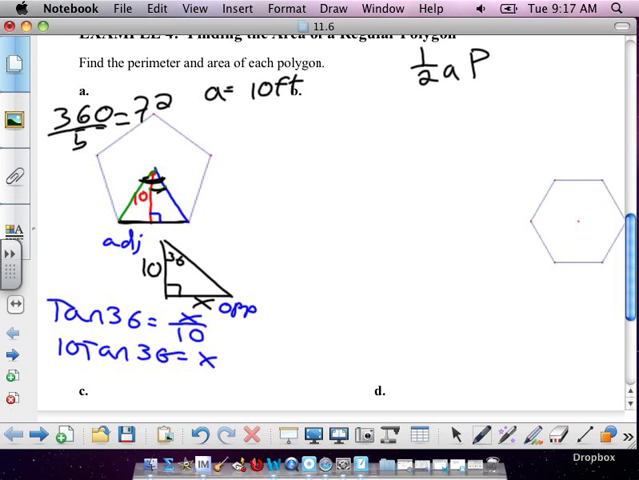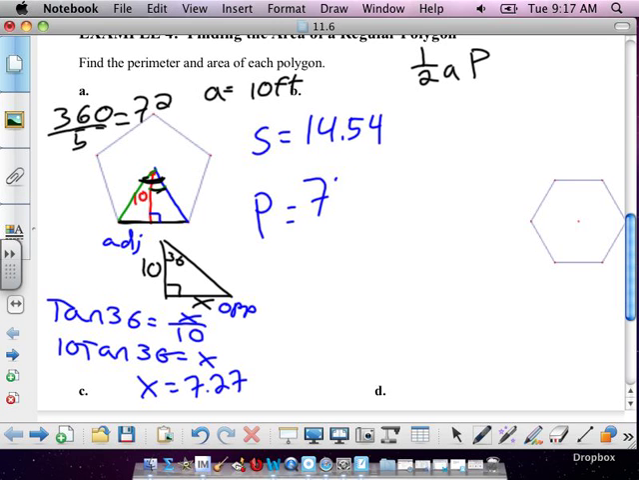Okay, now here's my question. Is that the whole side? It's what of the side? So how do I figure out what the length of the side is? Times it by 2. I get 14.54. Okay, I've got the length of the side. How would I figure out what the perimeter is? Times it by 5. So my perimeter is 72.7 feet.